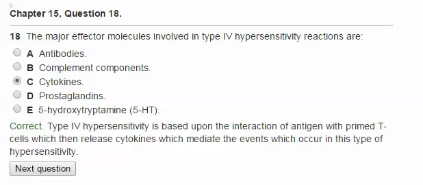Number 18. The major effector molecules involved in type 4 hypersensitivity reactions are A. Antibodies, B. Complement components, C. Cytokines, D. Prostaglandins, E. 5-hydroxytryptamine, or 5-HT. And the answer is cytokines. Cytokines are the major effector molecules involved in type 4 hypersensitivity reactions. Type 4 hypersensitivity is based upon the interaction of antigen with primed T cells, which then release cytokines which mediate the events which occur in this type of hypersensitivity.